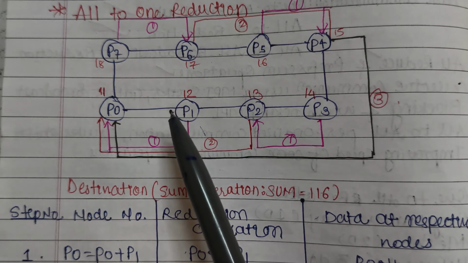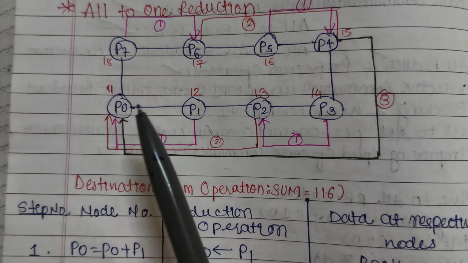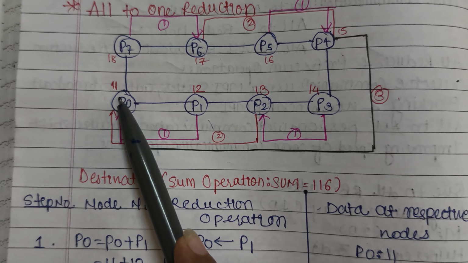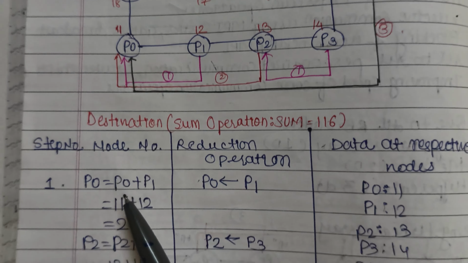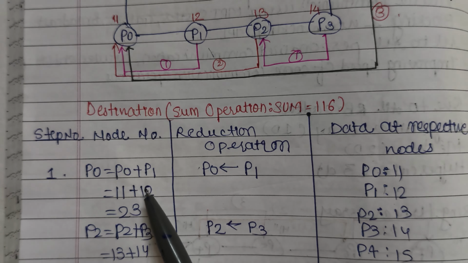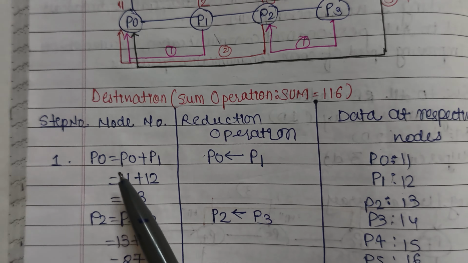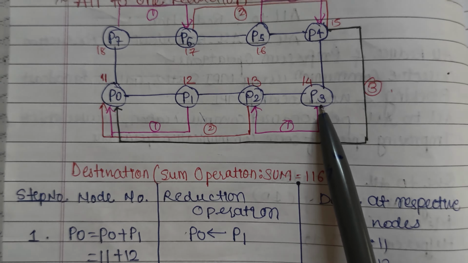We will take the first step as P1 will give the data to P0. The values are 12 and 11, so we'll add them and give the combined value to P0. You can see here, P1 value and P0 value are added and we'll store that at P0. Similarly we'll do this for P3 to P2, P5 to P4, and P7 to P6.